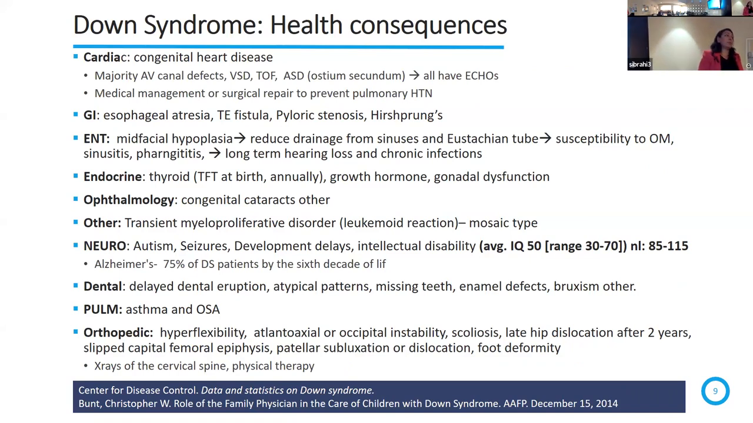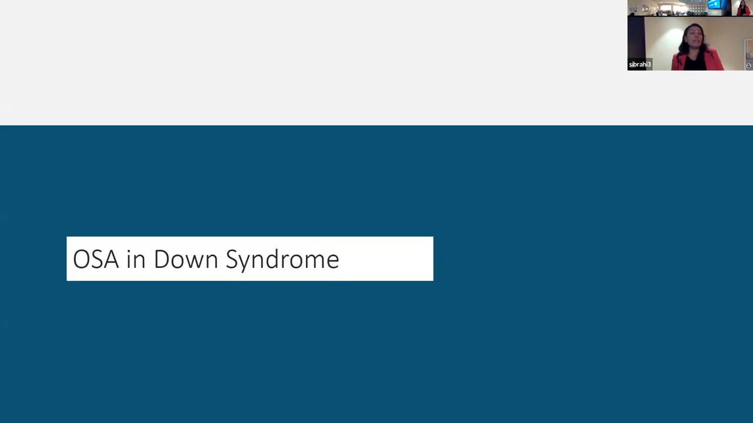There's a myriad of things that happen with trisomy 21, including cardiac, GI, ENT, and endocrine. Neurologically, these patients have a lot of autism, developmental delays, and intellectual disability, which will be something we talk about in this talk. So I wanted to highlight that. Additionally, Alzheimer's. And these patients don't live that long, and so they're getting Alzheimer's early on. And how can we, perhaps in sleep, be a part of their trajectory to make those outcomes a little bit better? And of course, what we're going to focus on today is the obstructive sleep apnea piece. Okay, so sleep apnea and Down syndrome.